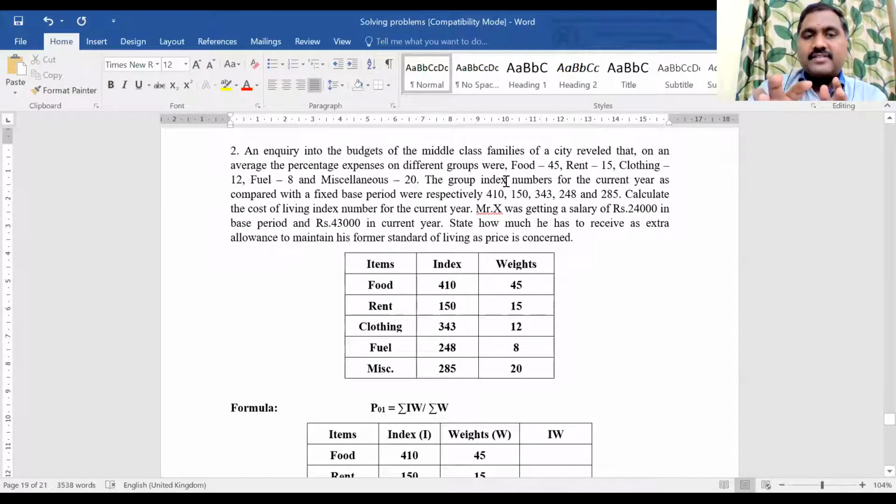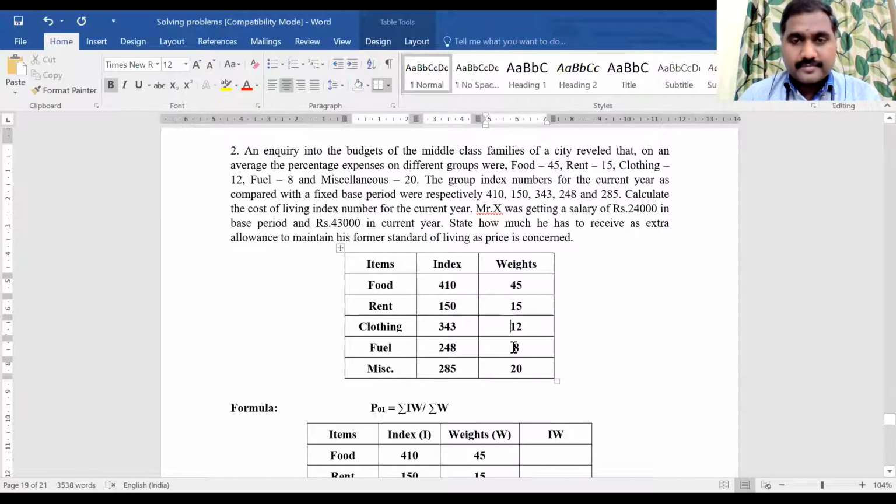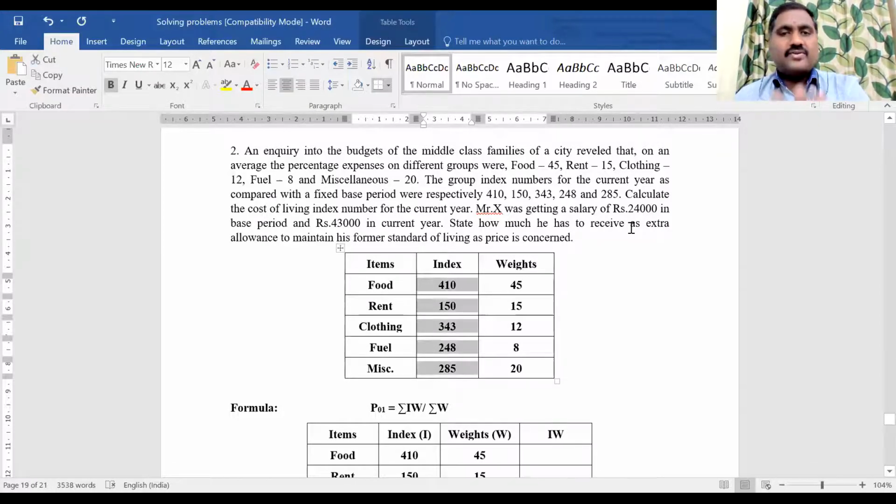And they are saying that the average percentage expenses on different groups is 45, 15. That means weightage is given. This much percentage of amount they are spending as expenses. Weightage is given: 45 percentage on food, 15 percentage on rent, 12 percentage on clothing, 8 percentage on fuel. And then the group index number for the current year, with the fixed base year, respectively 410, 150, 343... So index number is given. So we know I, we know W. Now we can use the same method we followed in the first problem, right? Same method. I is given, W is given.